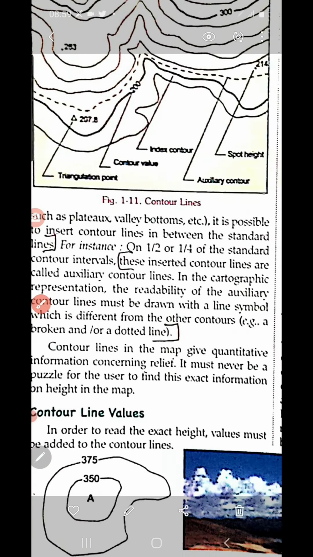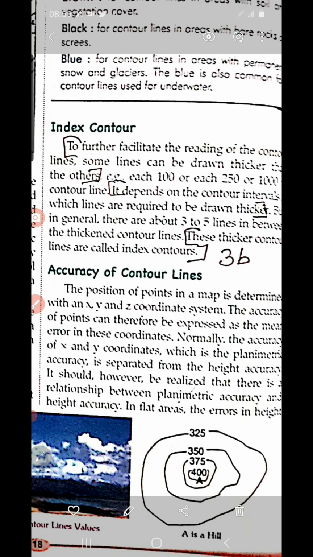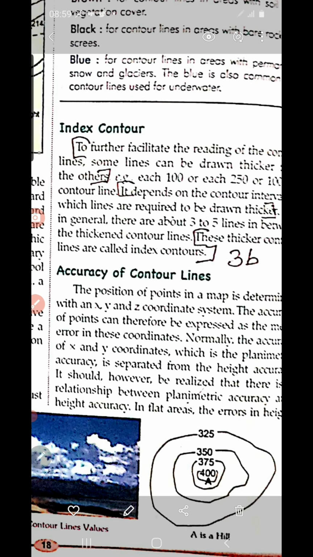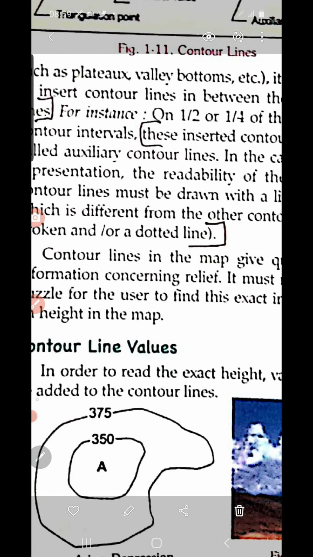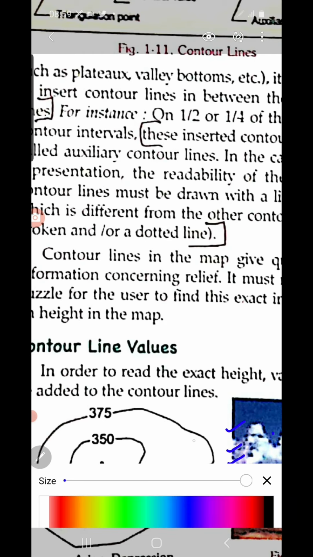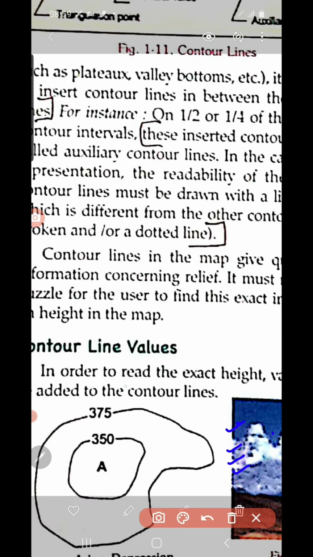Here you can understand that height is going on decreasing. 400 is the peak maybe, then 375, 350, that means height is decreasing at a particular place. Now you see the difference here. Here the height is decreasing towards the middle, here is 375, then sometimes here it can be 400, then here it can be 450, it goes like this.